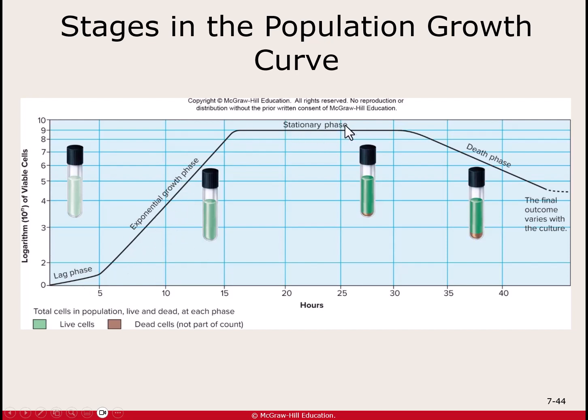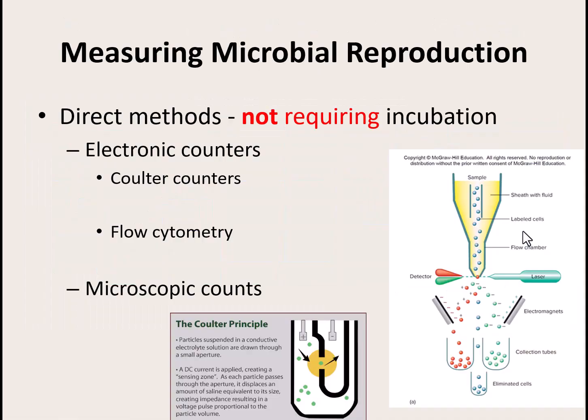How do we know? There are different ways we can measure microbial reproduction to know that they were actually reproducing. There are direct methods that don't require any incubation whatsoever, and then indirect methods that do. So direct methods, again, if you've got the money, are a lot faster. You don't need to incubate them. Sometimes they're finicky, but they can be very, very efficient.